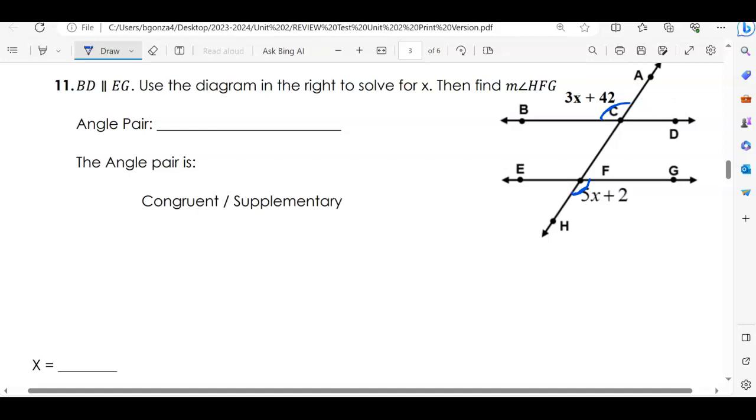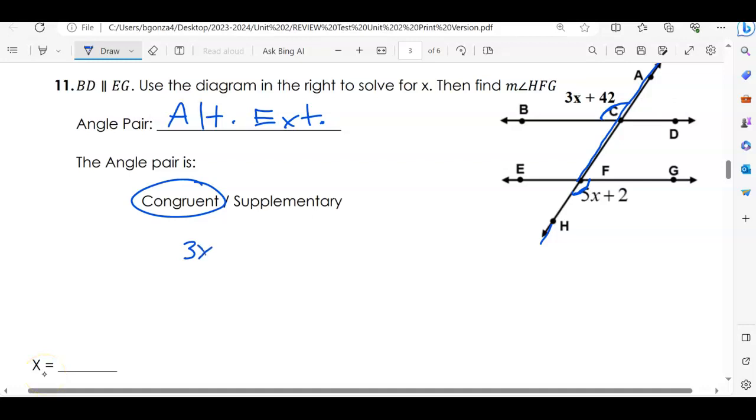Now notice, they're on different sides of this transversal, outside the parallels. That is alternate exterior angles. And again, no S rule means they're congruent. We see that they match. They're in the same zigzag. Those are all different ways to tell if they are congruent. Now, since they're congruent, I am going to set them equal.